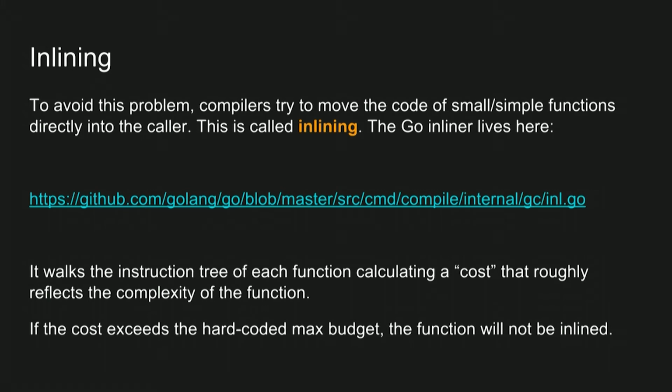But essentially what it does is it walks through the AST of the functions at build time and calculates a cost that roughly correlates with the complexity of the function. And if the cost exceeds a certain number, a certain budget, then the function won't be inlined. And if it's less, then it will.